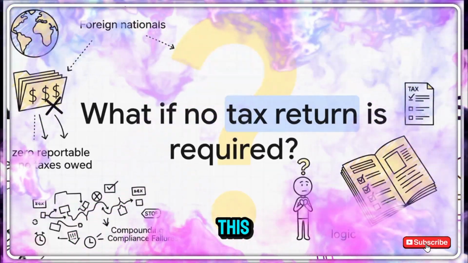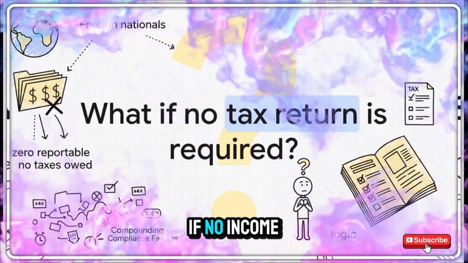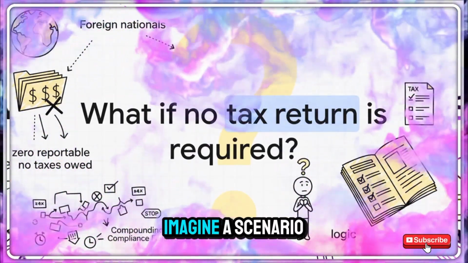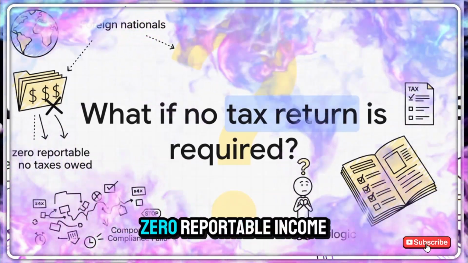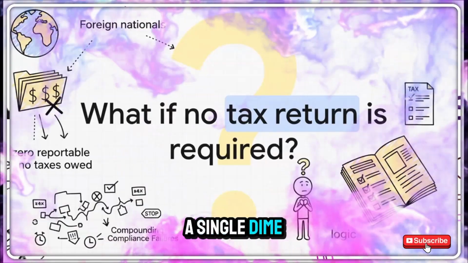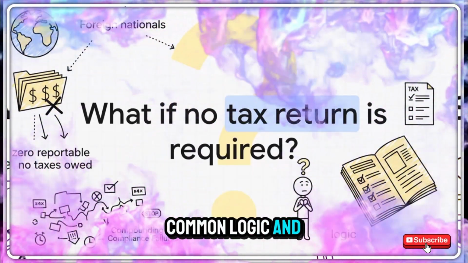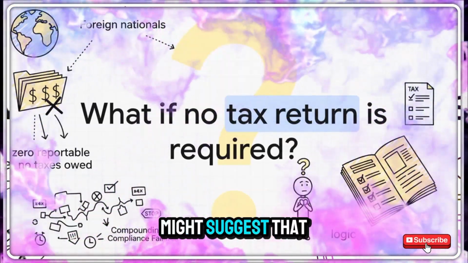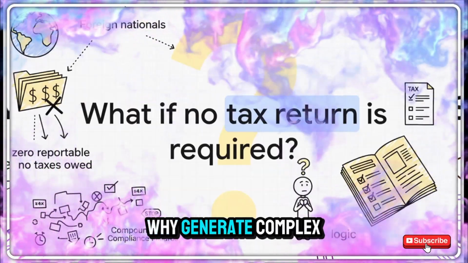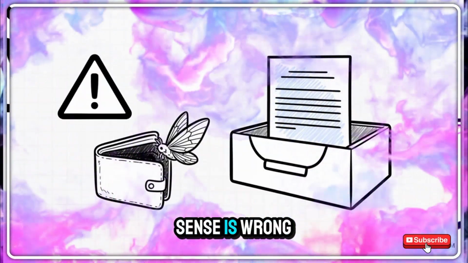So ask yourself this: what happens to your operational compliance mandate if no income tax return is actually required to be filed? Imagine a scenario where you have literally zero reportable income in the domestic jurisdiction. You didn't make a single dime there, so you owe absolutely no taxes. Common logic, and human nature really, might suggest that since you owe nothing, you don't need to file anything, right? Why generate complex paperwork for a total non-event? Well, that common sense is wrong.